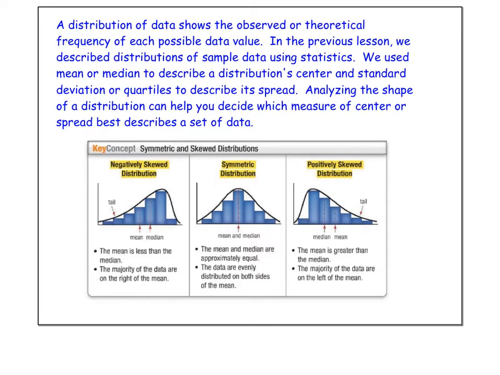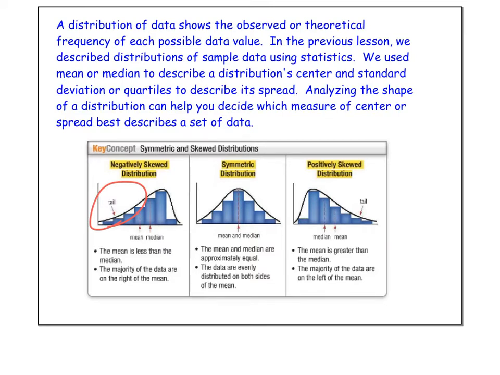The 2 on the left and right hand side represent negative and positively skewed distributions. The one in the middle is a symmetric distribution, and there are some bullet points I want you to take note of. The first bullet point on the left hand side, the negatively skewed distribution, says that the mean is less than the median. When the mean is less than the median, and the majority of the data are to the right of the mean, it tails off to the left. You can see this tail off to the left. We are talking about a negatively skewed distribution.